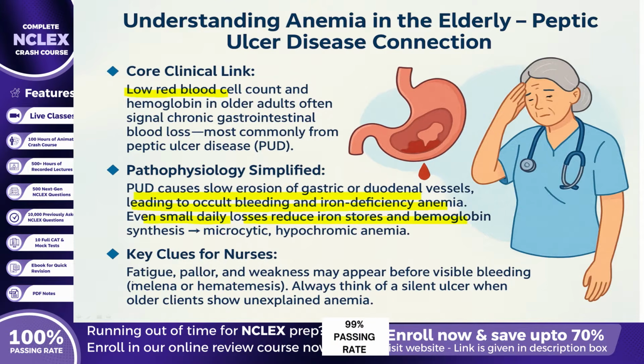In peptic ulcer disease, the mechanism revolves around mucosal injury caused by Helicobacter pylori infection or prolonged acid exposure.